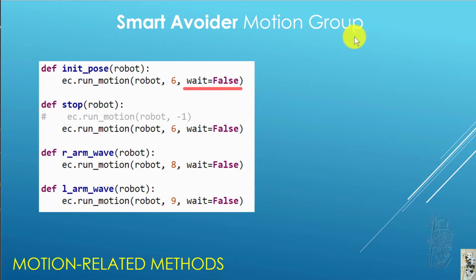I'm using the Smart Avoider Motion Group in the Python example. I'm using all my motion pages. I run motion using wait equal false. So I'm going to push motion, trigger motion pages as fast as I can.